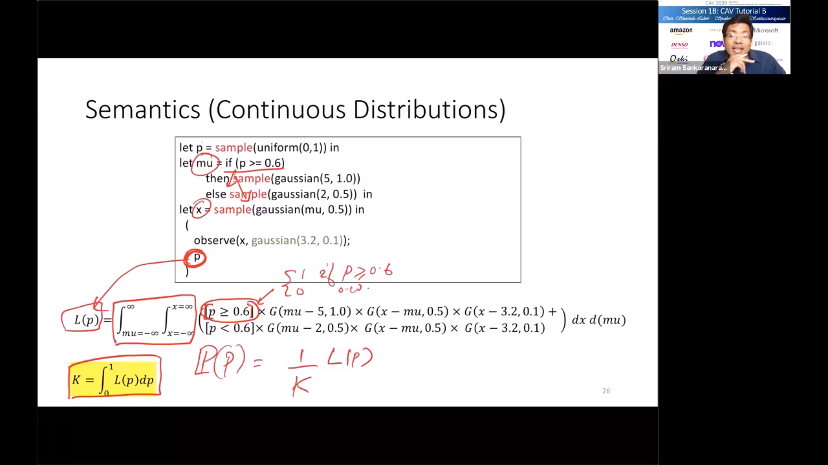This gives you an idea of how continuous program semantics is going to work. It also gives you an idea of all the pitfalls and all the bad cases you are going to fall into when you have a continuous program. Okay, I will stop here and take questions.